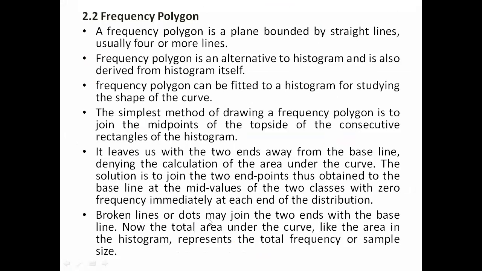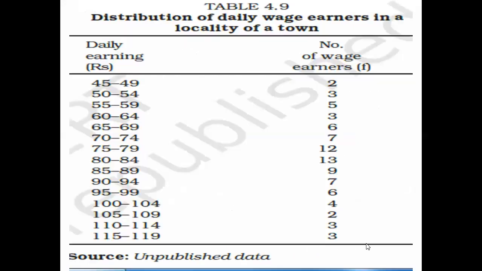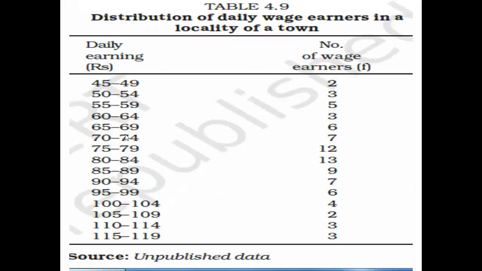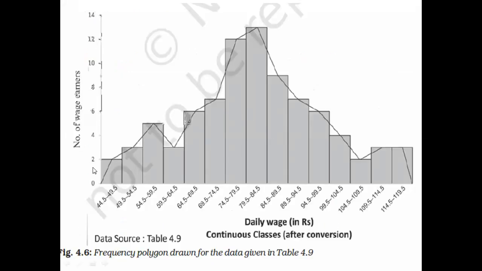Broken lines or dots may join the two ends with the baseline, and now the total area under the curve, like the area in the histogram, represents the total frequency or the sample size. So likewise, if you do this, it will show the total frequency of the sample size. The same graph is what we have for the frequency polygon. Okay.